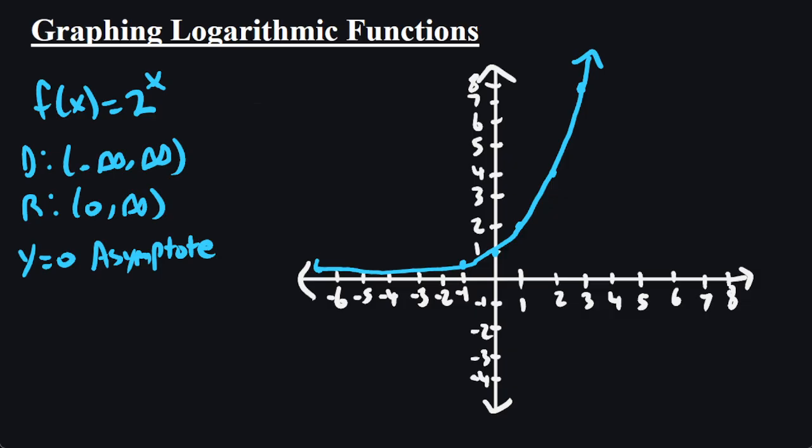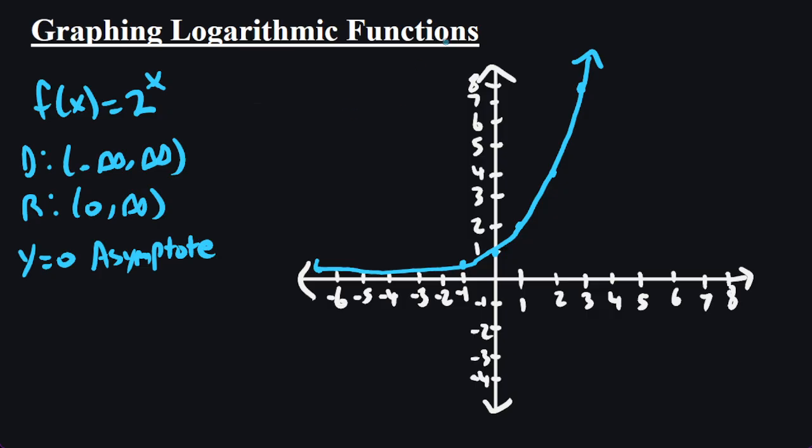So right here we have f of x equals 2 to the power of x. You'll notice its domain and range right here. The domain for an exponential function is from negative infinity to infinity, all real numbers. And the range for this one is from 0 to infinity, not including 0. And of course, we have an asymptote at the x-axis, or at the line y equals 0.